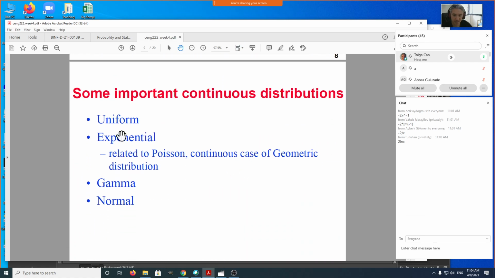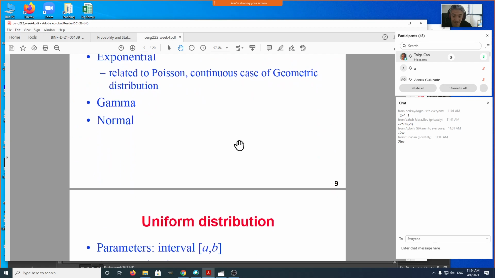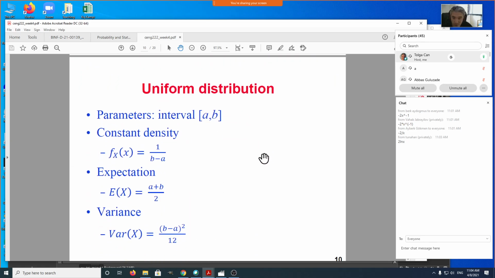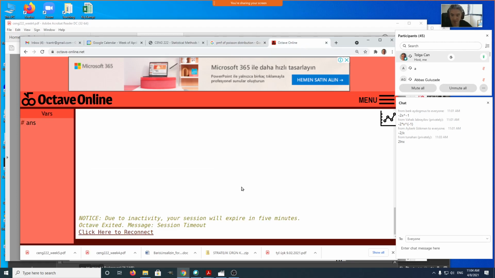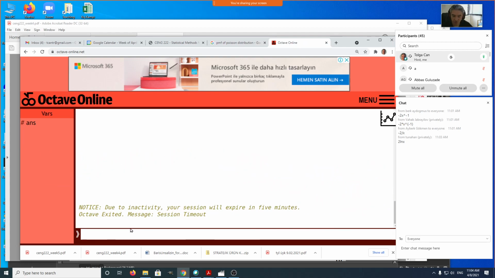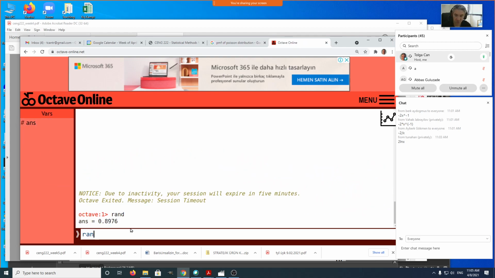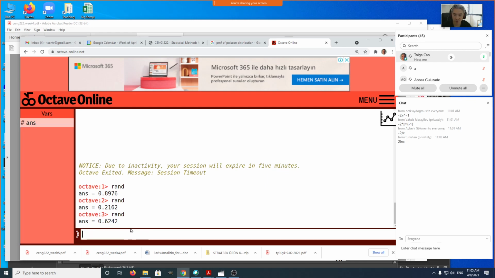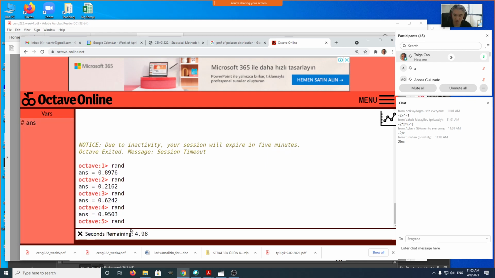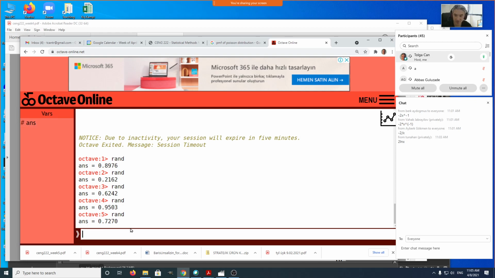We are going to now see some important continuous distributions, starting with the uniform distribution, which is the simplest one in some sense, because it's really simple to simulate, because most of the random variable generators give us uniform random variables. And on Octave Online, for example, the function rand gives you random numbers between 0 and 1, uniformly distributed over the interval 0 and 1. So this rand function in Octave Online gives you that.